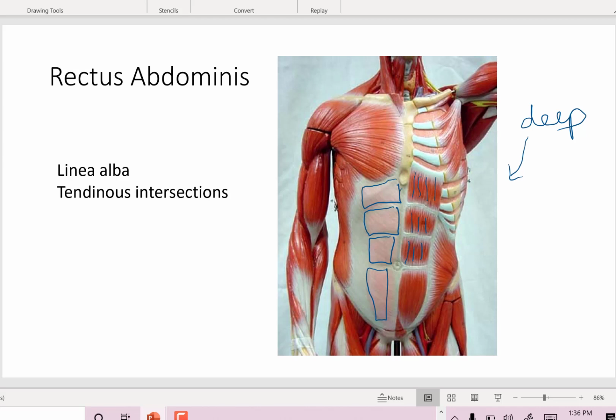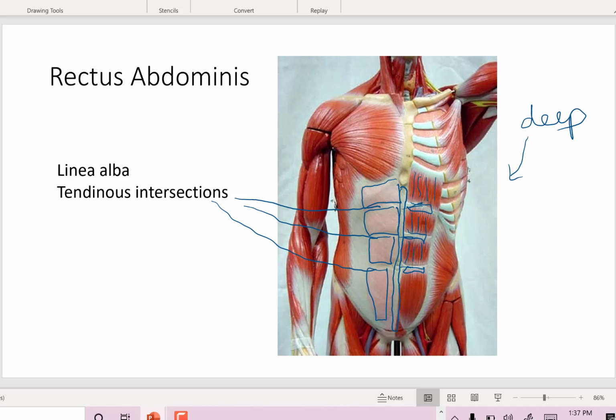Again, here's our linea alba, the white connective tissue in the middle, and then in between the portions of the rectus abdominis, we see these white lines, and those are called tendinous intersections. So tendinous intersections in between those portions of the rectus abdominis. And when you work out your abdominal muscles, you're always trying to get your six-pack, correct? Well, that's because you're building up the muscle in between those tendinous intersections.